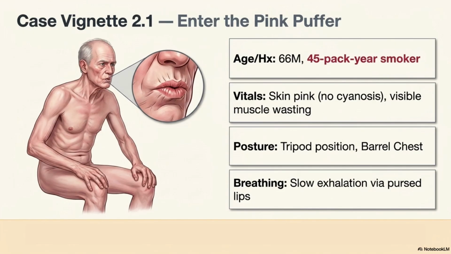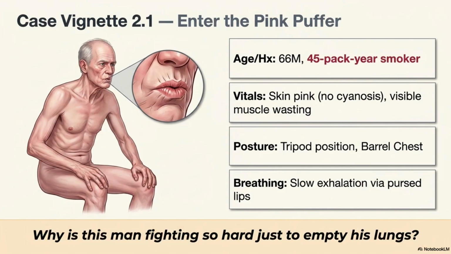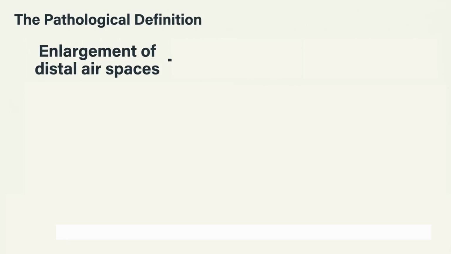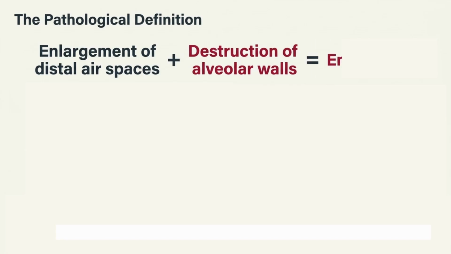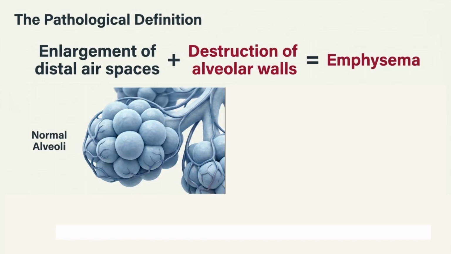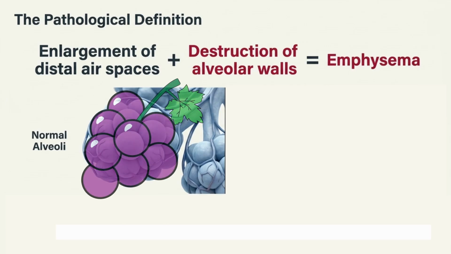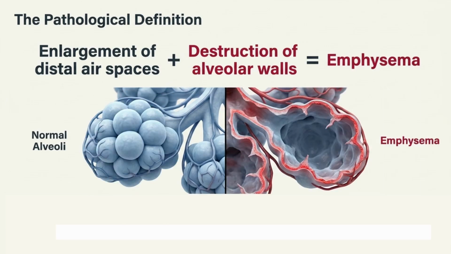I want you to keep this question in mind as we go through the pathology. Why is this man fighting so hard just to empty his lungs? To answer that, we'll look at the pathological definition of emphysema. It is a very specific equation. Enlargement of distal air spaces plus the destruction of alveolar walls equals emphysema. Compare the normal alveoli on the left of the slide, which looks like a tight, healthy bunch of grapes, to the emphysema on the right, where the walls are destroyed, creating large, useless cavities.